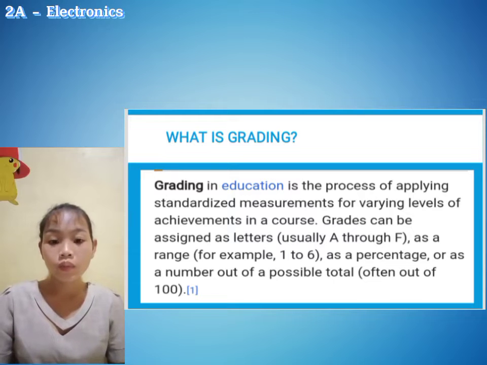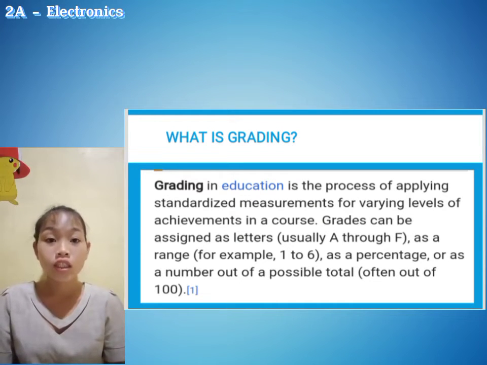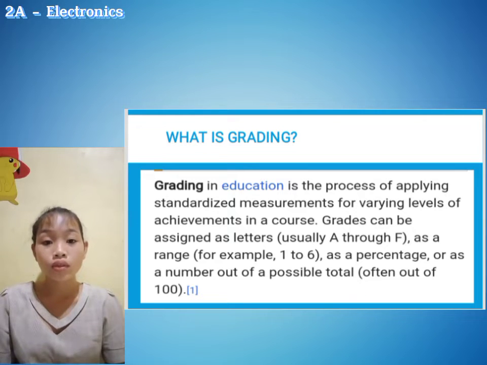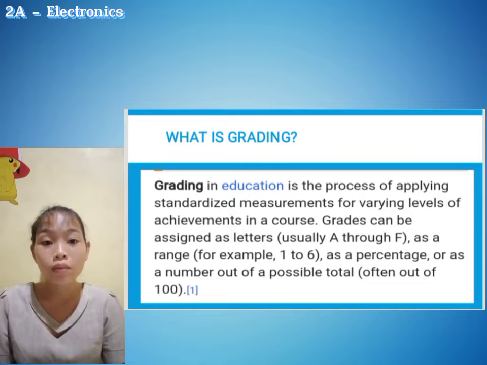So what is grading? Grading in education is the process of applying standardized measurements for verifying levels of achievement in a course. Grades can be assigned as letters, usually A through F, as a range, for example, 1 to 6, as a percentage, or as a number out of a possible total, often out of 100. Grading and reporting are fundamental elements in the teaching and learning process.